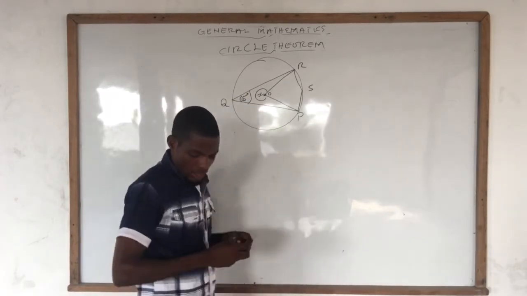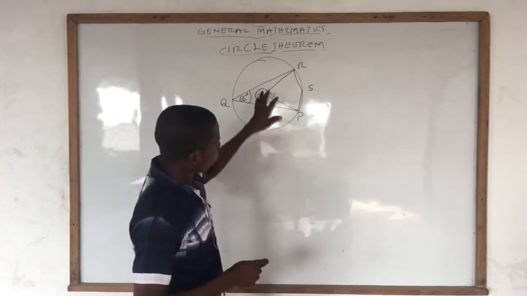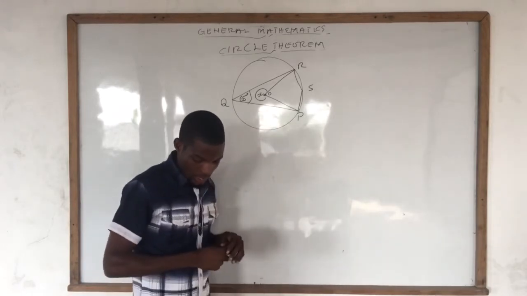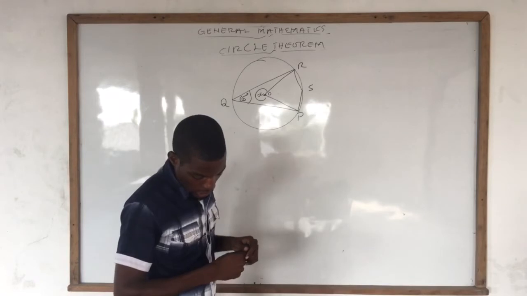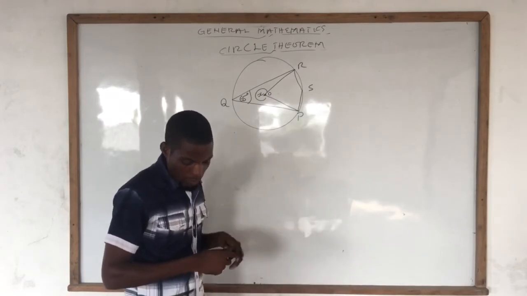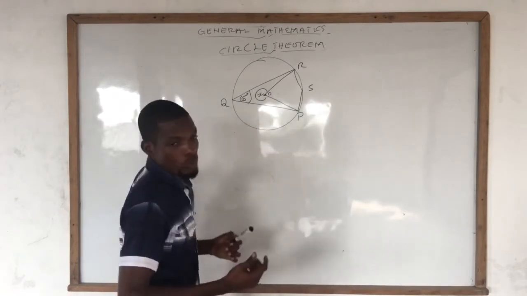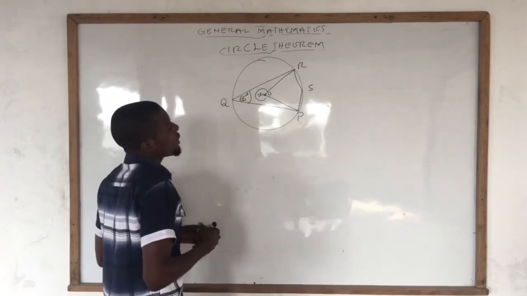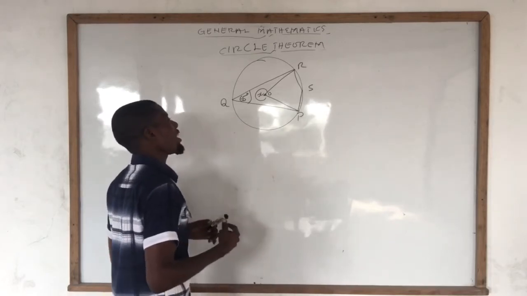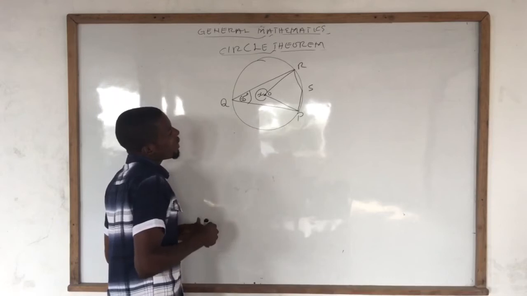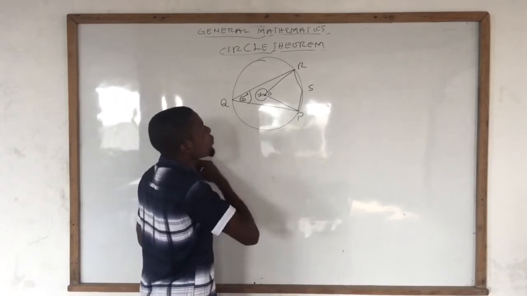So the question says, in the diagram, O is the center of the circle, and angle PQR is 65 degrees. They say find the value of X. So what do we do, right? Now remember, among the properties that I gave you, how actually do I find X?